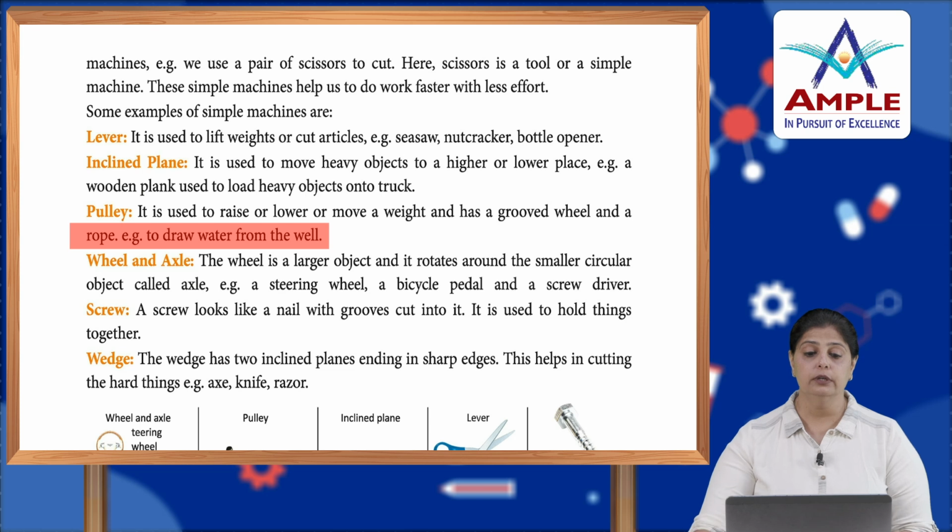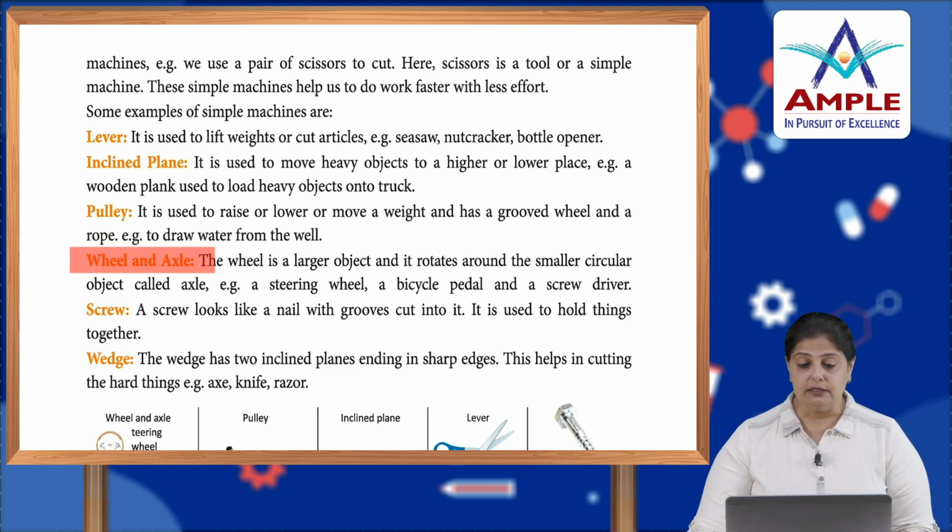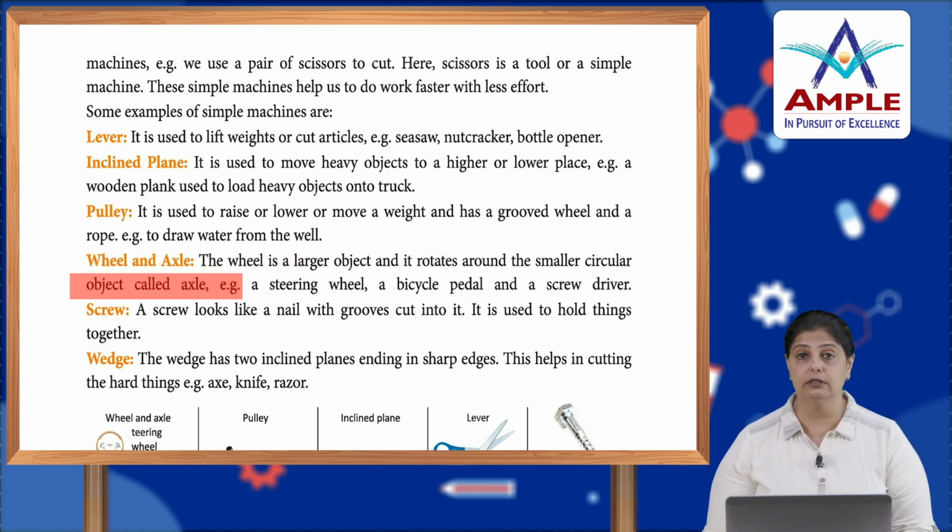Now, wheel and axle. The wheel is a larger object and it rotates around the smaller circular object called axle. So, example, a steering wheel, a bicycle pedal and a screwdriver. So, these are all wheel and axle. There is a wheel and then there is an axle. So, bicycle pedal, if you see, it helps to apply the force in a better manner.